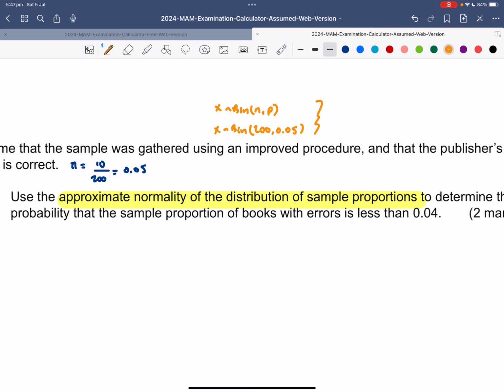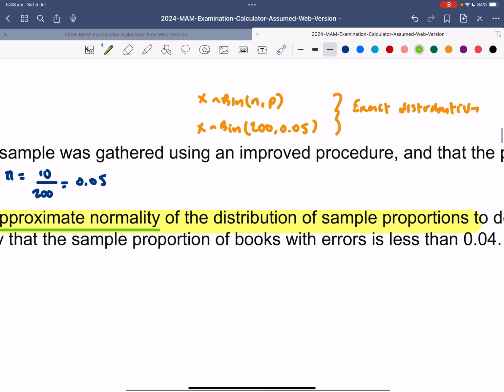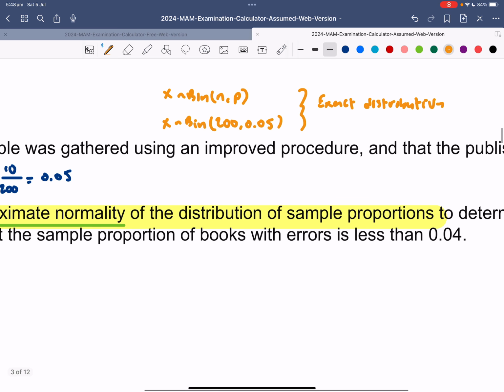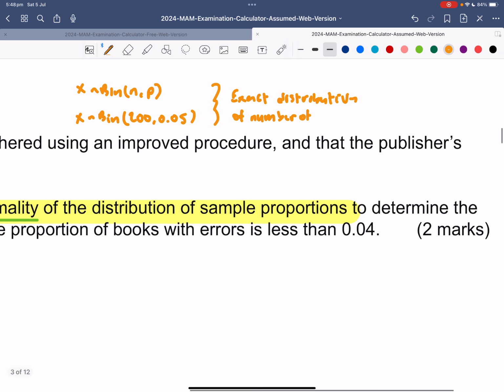This here represents the exact distribution of the number of books with an error. But remember, we can approximate this exact distribution using a normal. That's why they said the approximate normality. So the phrase approximate normality means that this gives you the exact distribution of the number of books with errors.